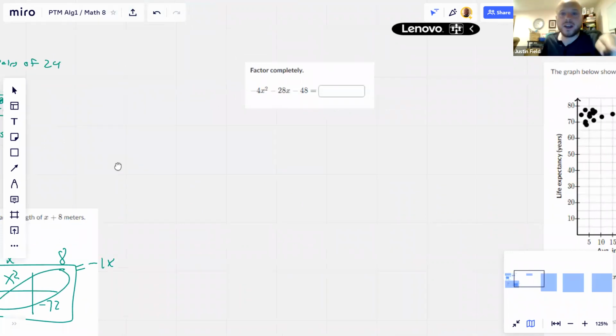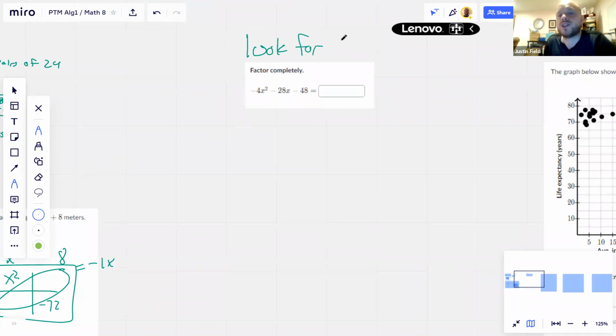Now, when we get to something like this, the number one rule about factoring is look for the GCF. Look for the GCF, always first. The one that we just did had no GCF. But this one, what number can we divide 4, negative 4, negative 28, and negative 48 by? Well, we can divide those all by 4. Those are all divisible by 4.